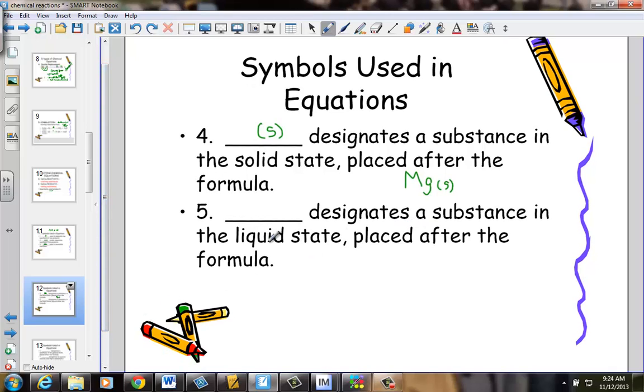What might designate a substance in the liquid state placed after its formula? Well, you guessed it. It's a little L for the liquid state. Mercury is an element in its natural state, Hg, in its liquid form. We would see the symbol Hg with a little L after it, letting us know it's in the liquid state of matter.